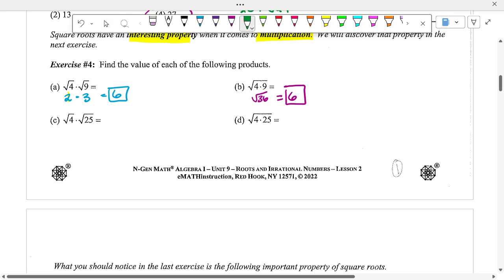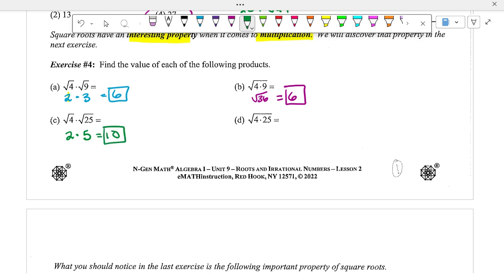So let's just do this one by hand. What's the square root of 4? 2. Square root of 25? 5. What's 2 times 5? 10. So we're going to think that this next one should equal 10 if that property holds up. This time we have to do 4 times 25 under the radical. What's 4 times 25? 100. So we have the square root of 100, which is what? 10. So does that hold up in court? Yep.